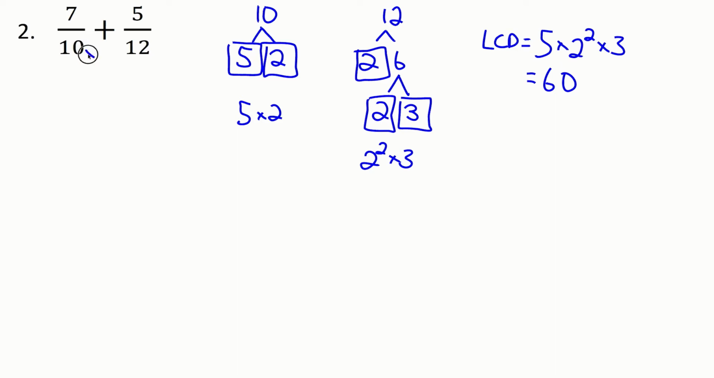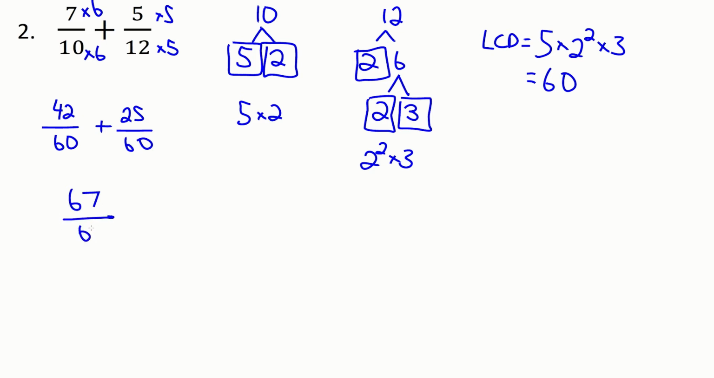So that means this one needs to be multiplied by 6, top and bottom, to get to 60. And the second fraction, 12 times 5, is what gets you to 60. So now 7 times 6 is 42 over 60, plus 5 times 5 is 25, and then 12 times 5 is 60 again. So now adding together here, we're going to get 67, which is 42 plus 25, over 60.